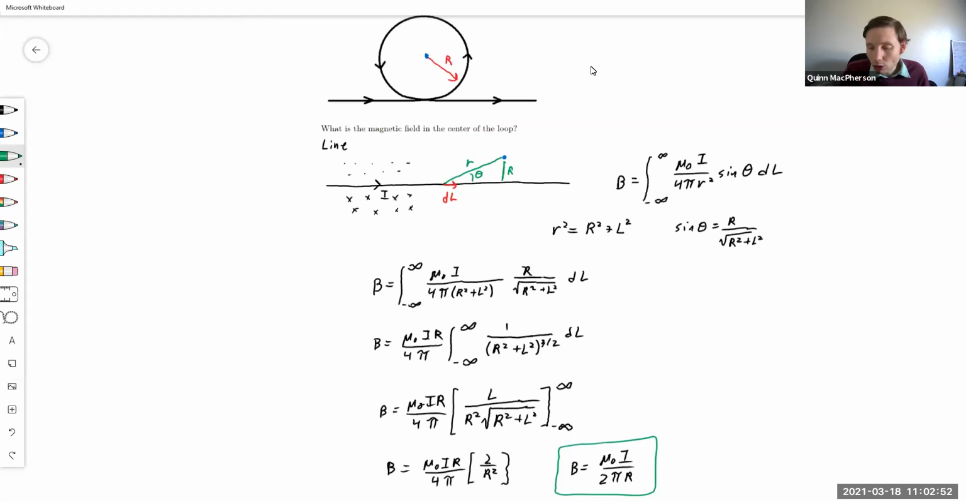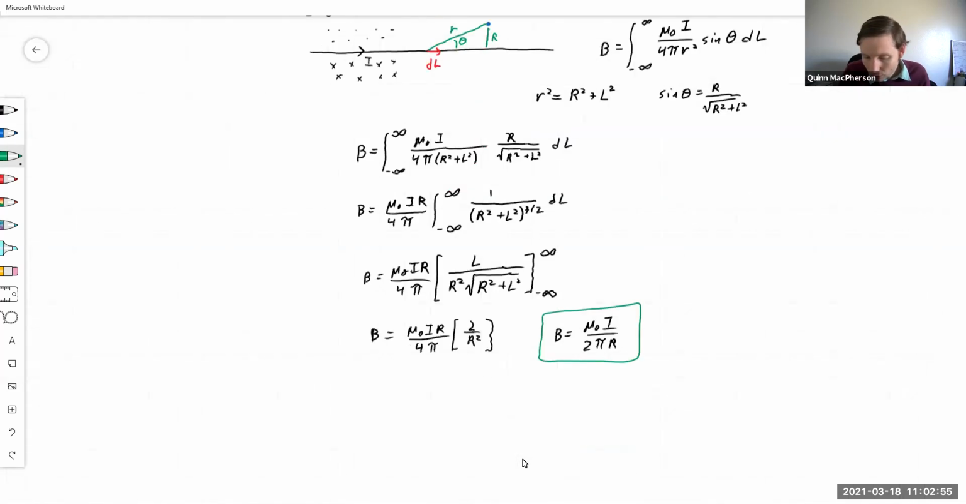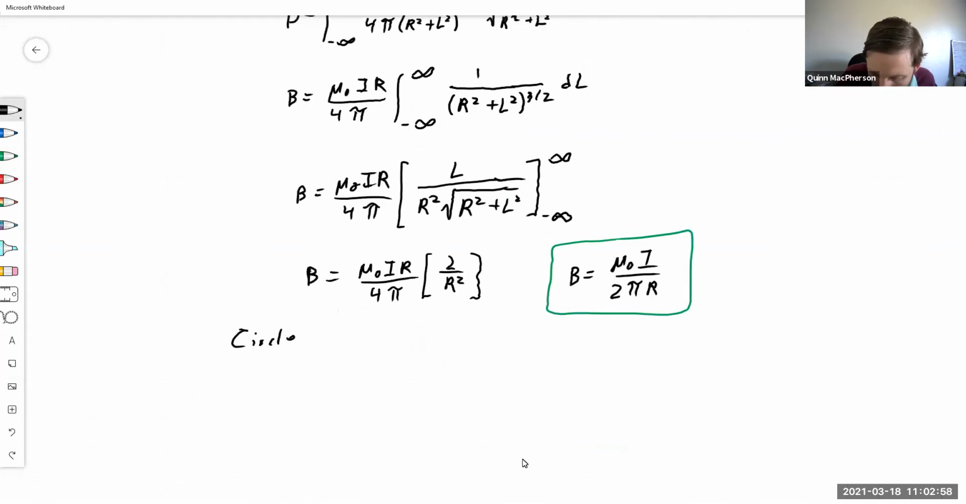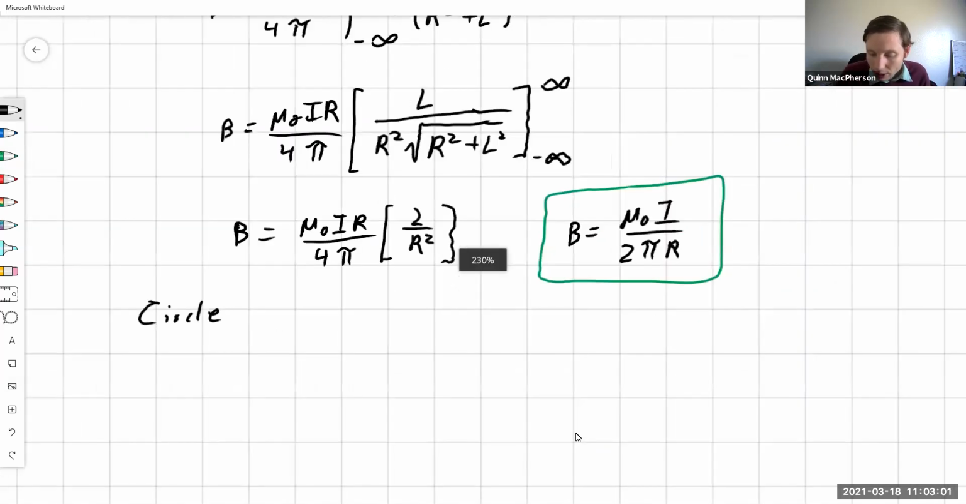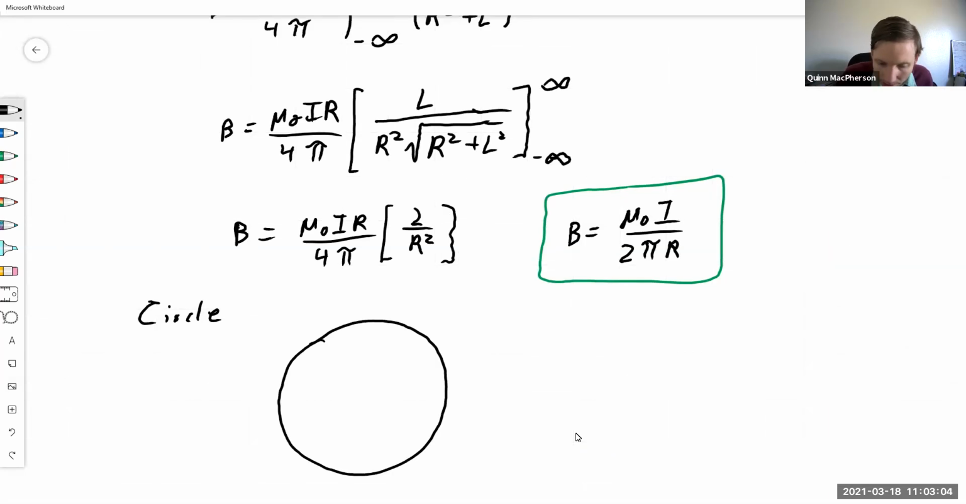Okay, so the circle is a whole lot easier. The circle is easier because if you draw a circle like this, and suppose we have a little segment dL here, and we have a center there, the angle there happens to be 90 degrees. It's a rule about circles that the radius is perpendicular to the circumference. Also, all the little dLs around the circle are all the same distance from the center, the definition of a circle.